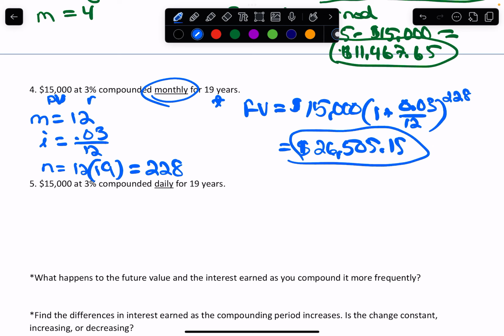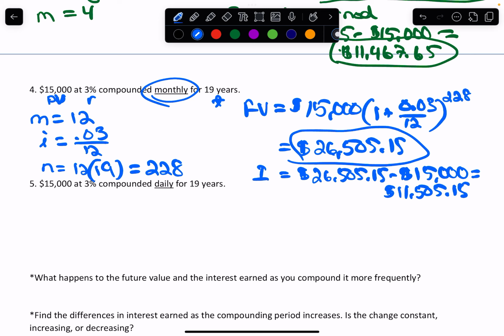So when we calculate our interest, 26,505.15 minus 15,000, we get $11,505.15. That is our interest. So again, this is more than what we had here. Okay, we're going to keep going, and now we're going to compound daily.